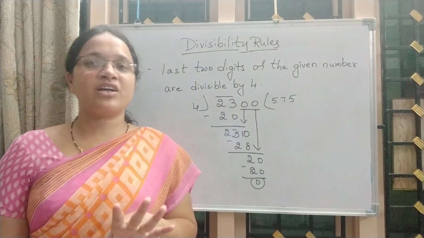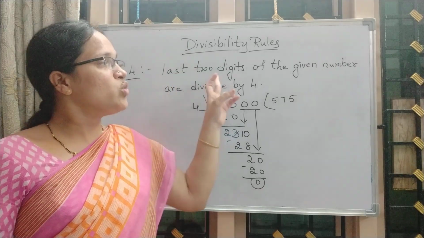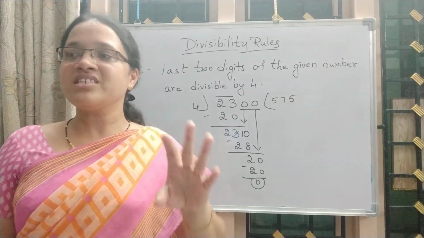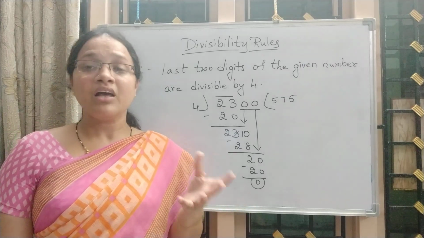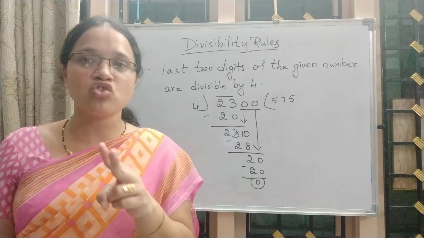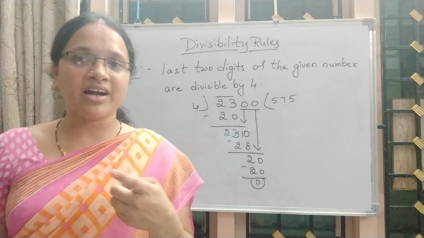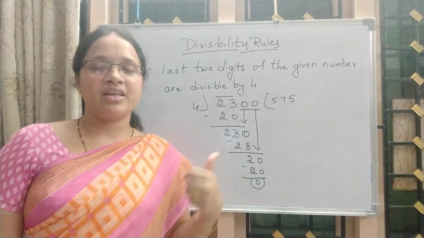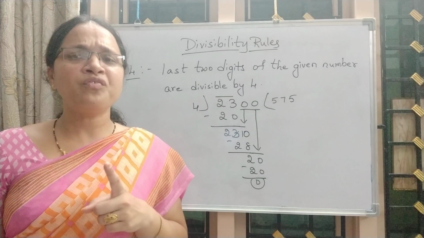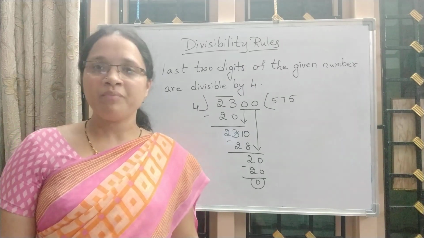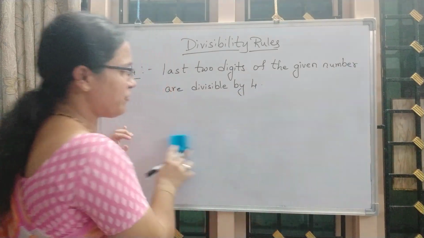Usually in the textbooks, they give you only the sentence: if the last two digits of the number are divisible by 4, then the whole number is divisible by 4. But if the last two digits are zeros also, the number is divisible by 4. Did I prove it or not? Yes. So do remember this also: when you get the last two digits as 0, confidently tell that it is divisible by 4. Okay? Now going to the next divisibility rule, which is 5.